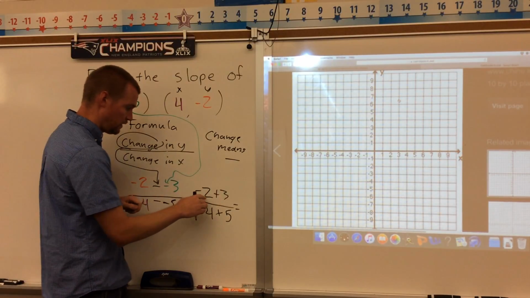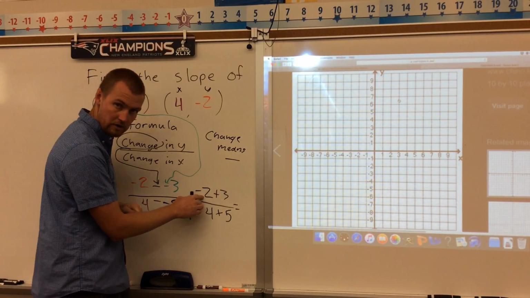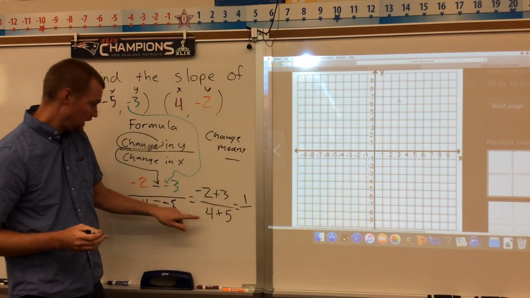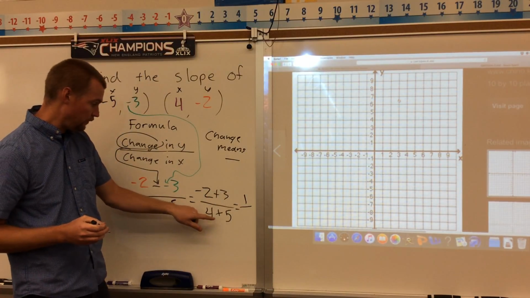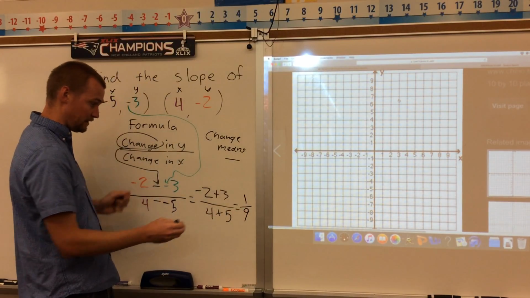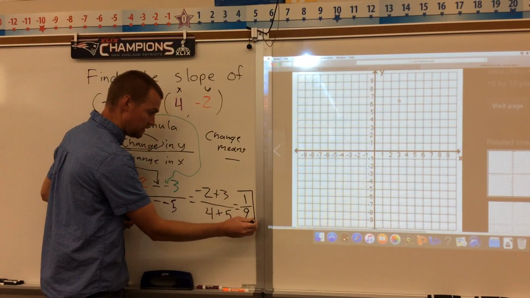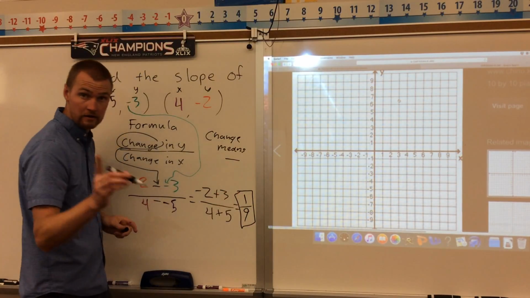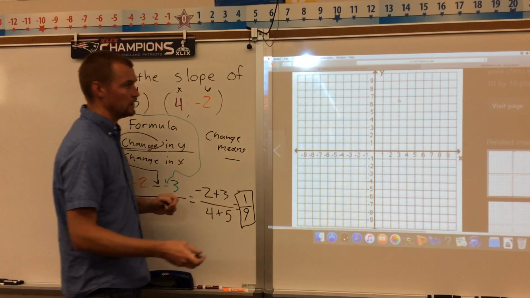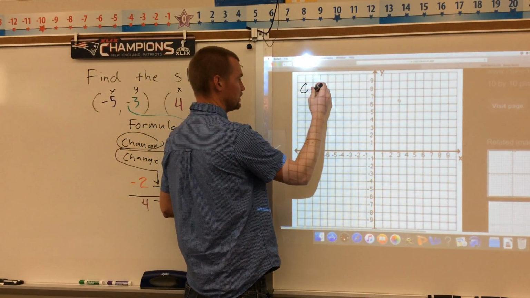Work it out. -2, we owe somebody $2, but we add $3, we're up $1. And +4, +5, 4 plus 5 is going to be 9 here. So we got our slope is 1/9. The other way you can do this is by graphing.